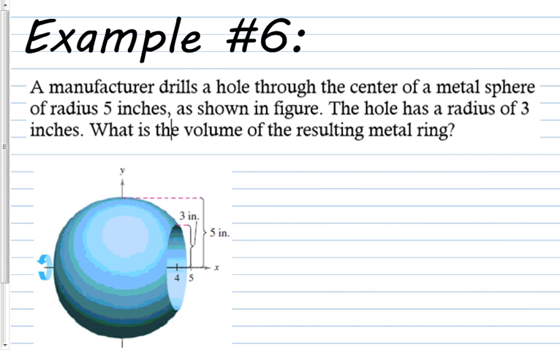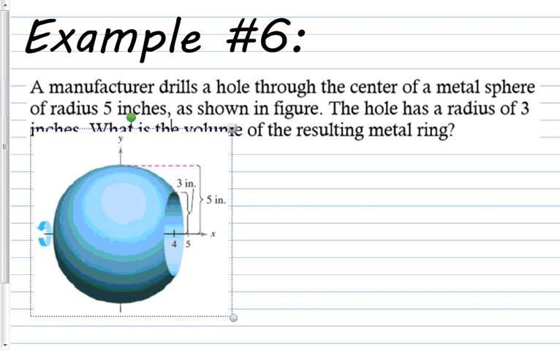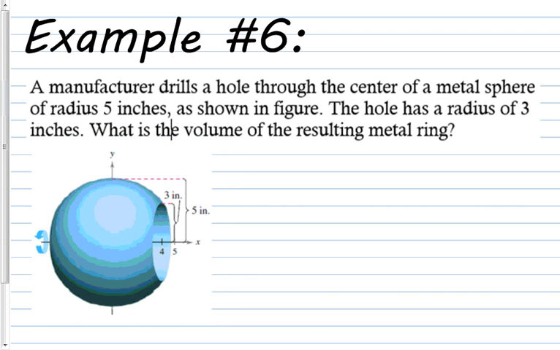Okay, last one. We have somewhat of a graph. This is actually the entire solid. A manufacturer drills a hole through the center of a metal sphere of radius 5 inches as shown in the figure. The hole has a radius of 3 inches. What is the volume of the resulting metal ring? Okay, it does go through the center. So it is fair to say that this is going through 0, 0. Now remember, this is just circle minus a circle.